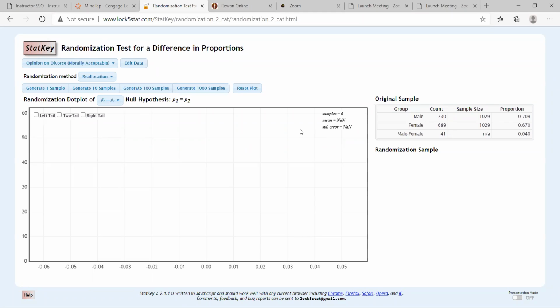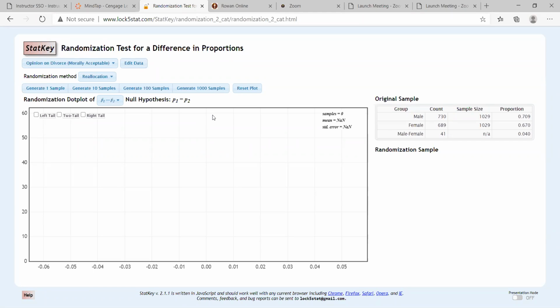So anyway, suppose we do a two-tailed test on this one. Actually, let's do a right-tailed test. Let's assume that we think more males find divorce acceptable than females. Since the males are group 1 and the females are group 2, we're saying as an alternative hypothesis that P1 minus P2 is greater than 0. Does that make sense?